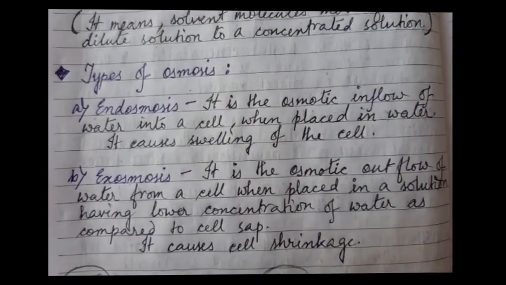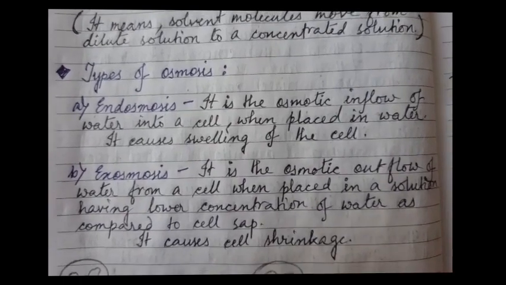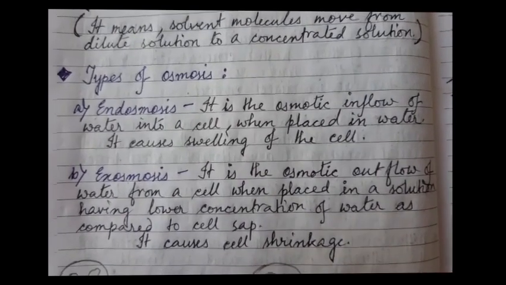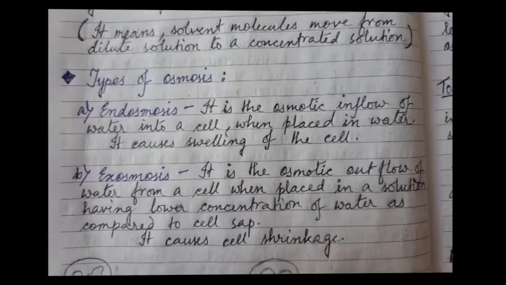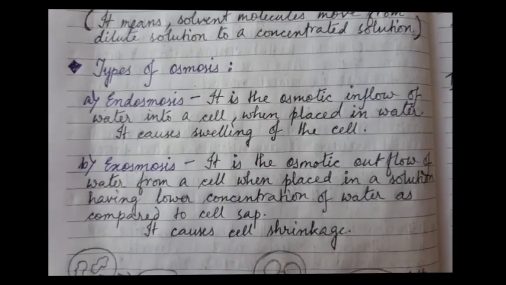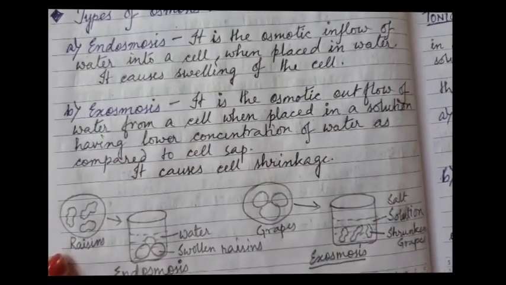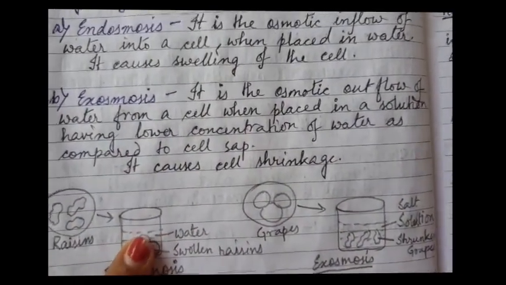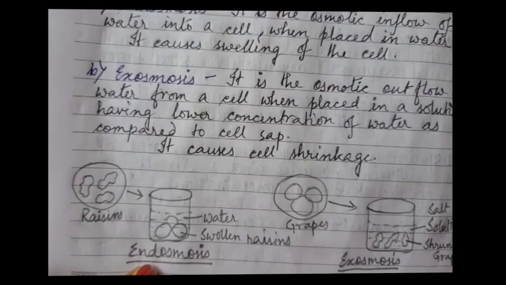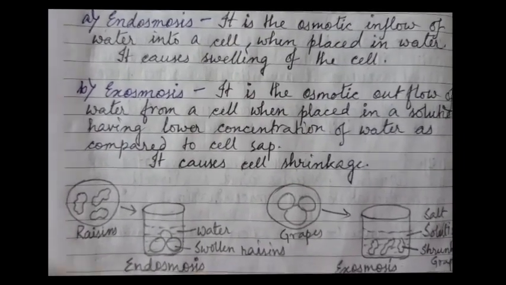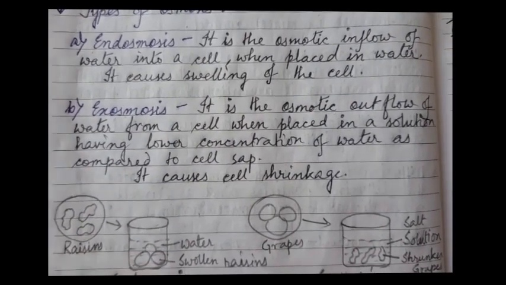Then types of osmosis. It is mainly of two types, endosmosis and exosmosis. Endosmosis is the osmotic inflow of water into a cell when placed in water. It causes swelling of the cell. We can see an example like raisins. When placed in normal water, after some time they swell up. Inside the raisins, the concentration of water was low, so from the outside medium the water has entered inside and made the raisins swell up.